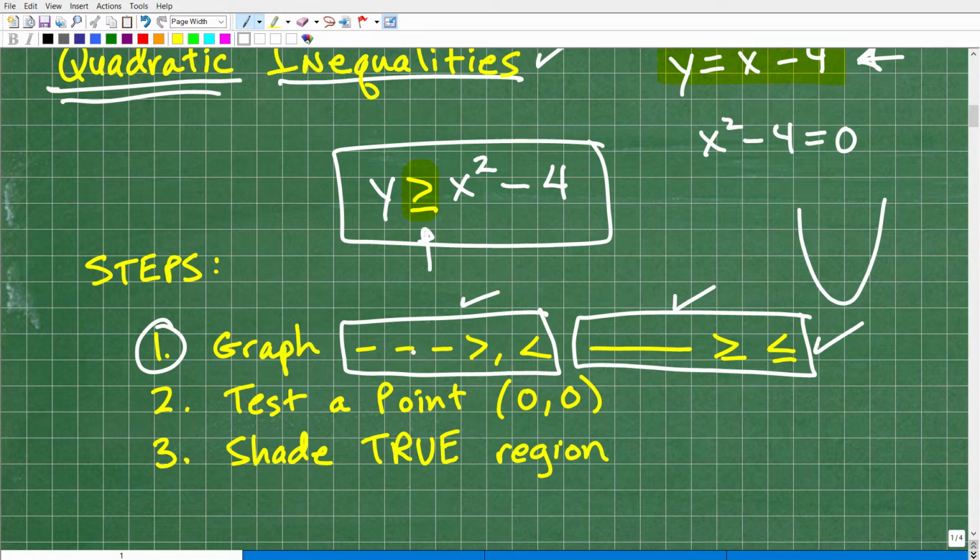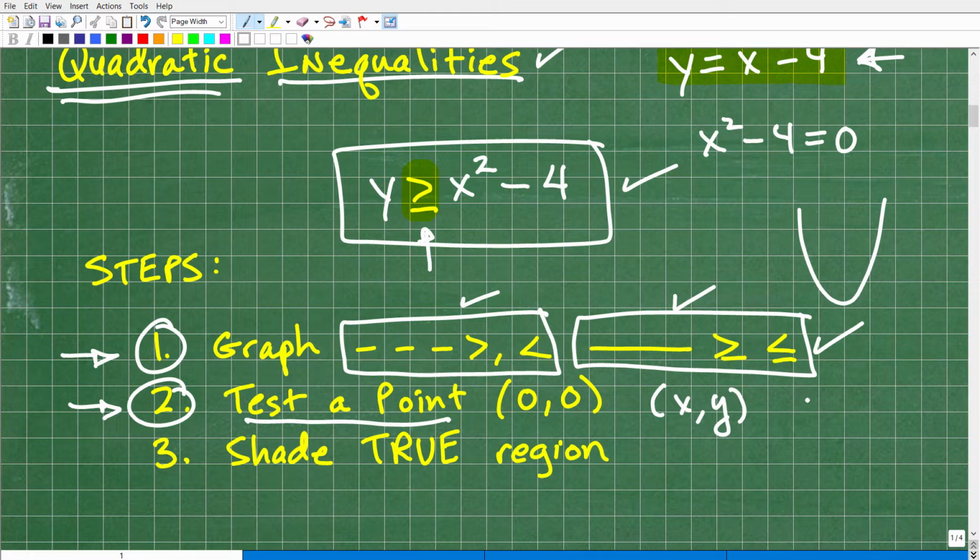Okay, so that's the first thing. Now, how you graph, of course, there are some sub steps that we'll talk about, but basically what we need to do is get an accurate graph of the quadratic function on our graph paper. The next thing we're going to do is test a point, an x, y point. And for the most part, the point we're going to be testing is 0, 0. There's one exception when we're not going to be testing the point 0, 0.